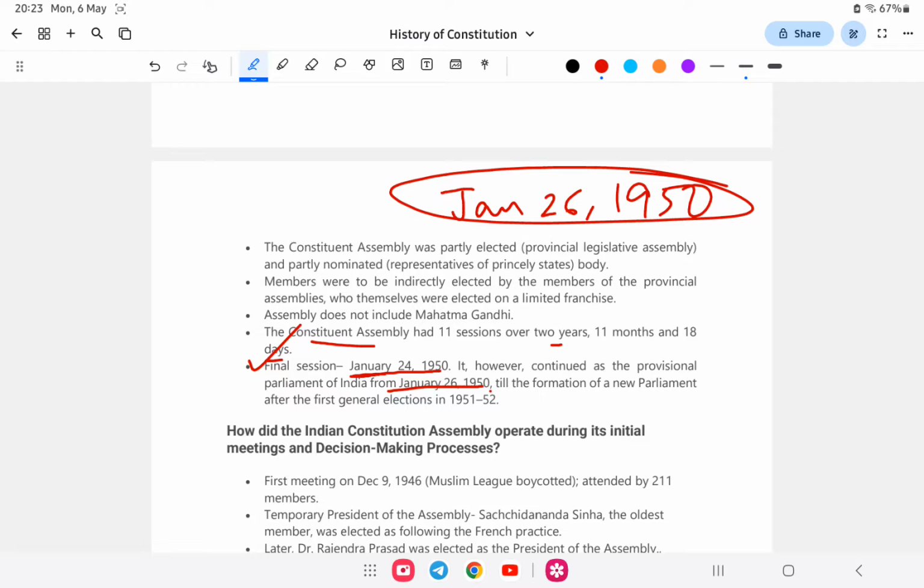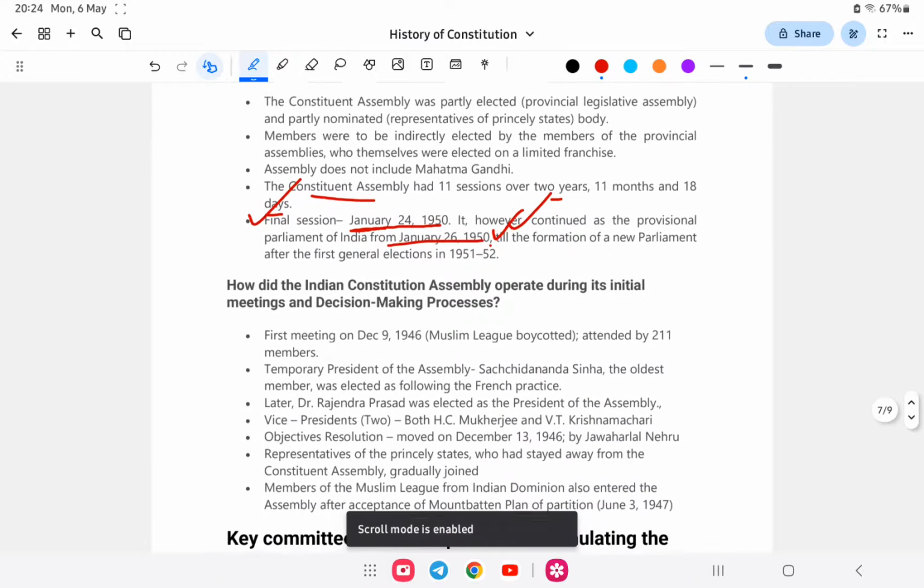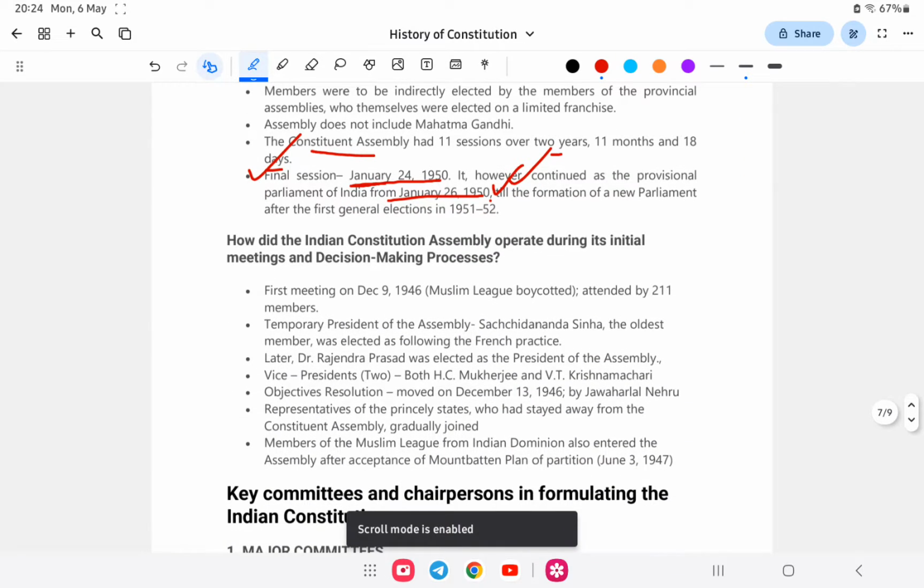So first of all, the question: when was the draft completed? The draft was finally completed on November 26, 1949. And when did the constitution come into power? On January 26, 1950. So this is the answer.